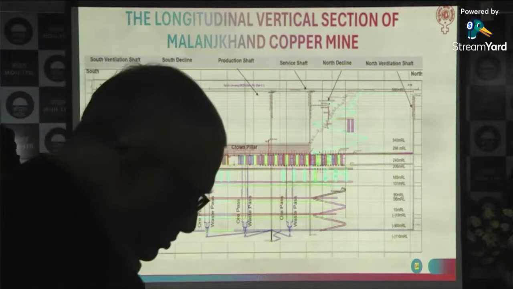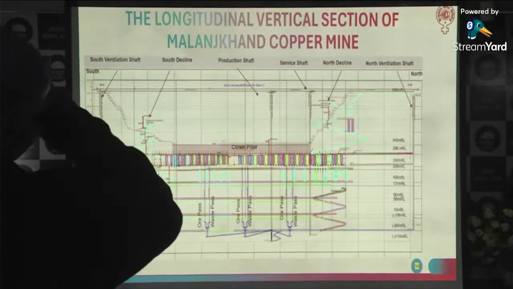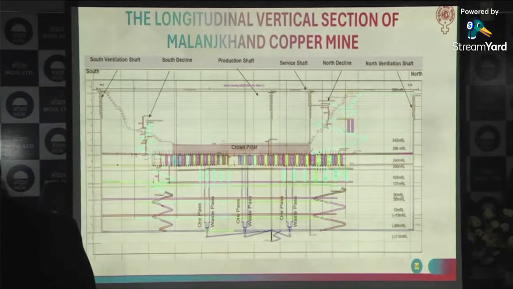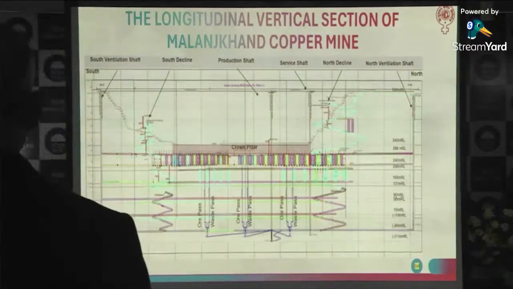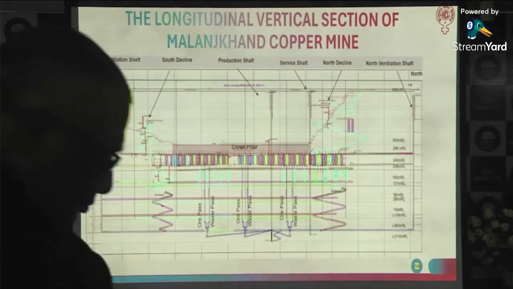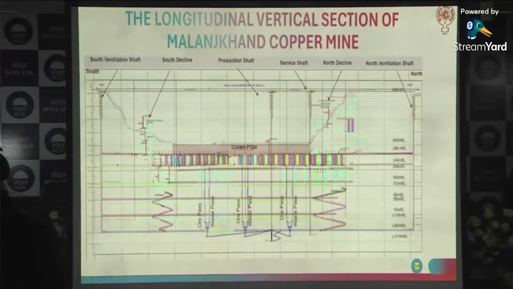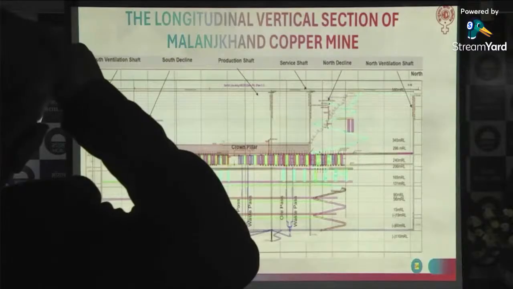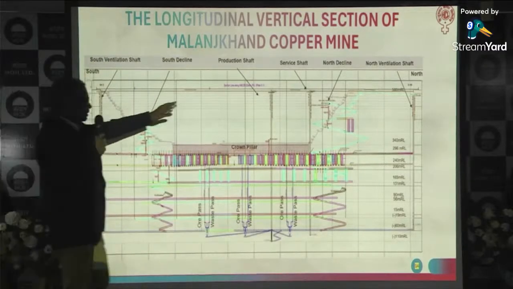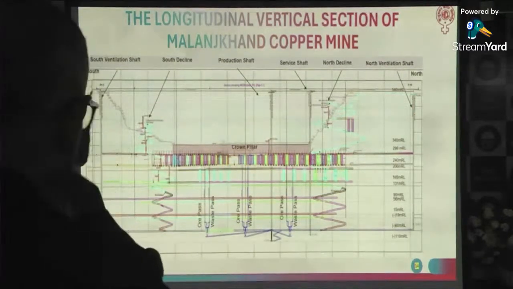For ventilation, we have two ventilation shafts at the extremes, and then that is 6 meters. The declines, as of now, act as the intake, and the shafts act as the exhaust. But our main fans will be coming in another 6 to 8 months. Fans will be installed at both the ventilation shafts. Then even the service shaft and production shaft with the declines will become the intake.